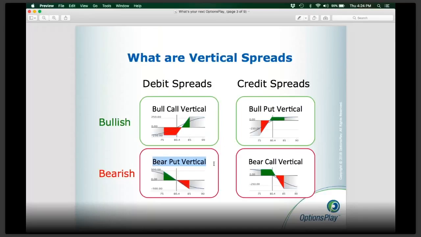So talking about debit spreads, you have bull call vertical and bear put vertical as the two debit spreads that you can trade if you're bullish or bearish. And then if you're trading credit spreads, you can trade a bull put vertical, which is the bullish credit spread, or you can trade a bear call vertical, which is the bearish credit spread. Okay, so let's just jump right into what these actually are.